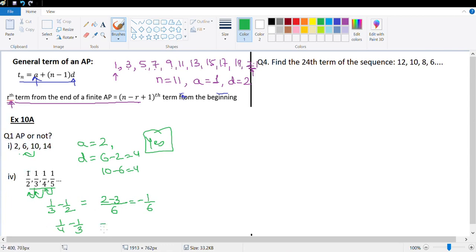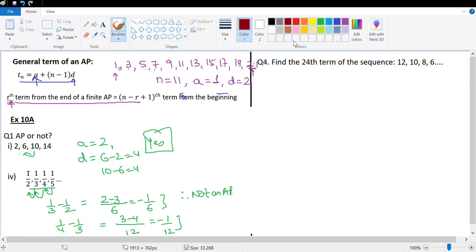Let's try it for T2 and T3. In this case, the LCM is 4 into 3, that's 12. So that's 3 minus 4, that's negative 1 upon 6. Oh, sorry, negative 1 upon 12. Since common difference is not equal, therefore not an AP. Good. Let's look at question number 4.